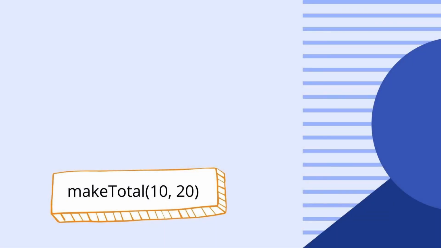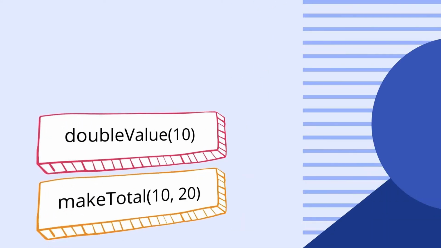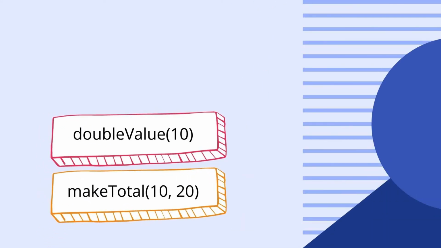So let's step through how this works using the JavaScript call stack. When we call makeTotal, it gets pushed onto the call stack, as is shown here. 10 becomes the value for the parameter a, and 20 becomes the value for the parameter b. makeTotal starts by calling the function double value with the parameter a. makeTotal has not returned anything, so it remains on the call stack. And double value also gets pushed onto the call stack.